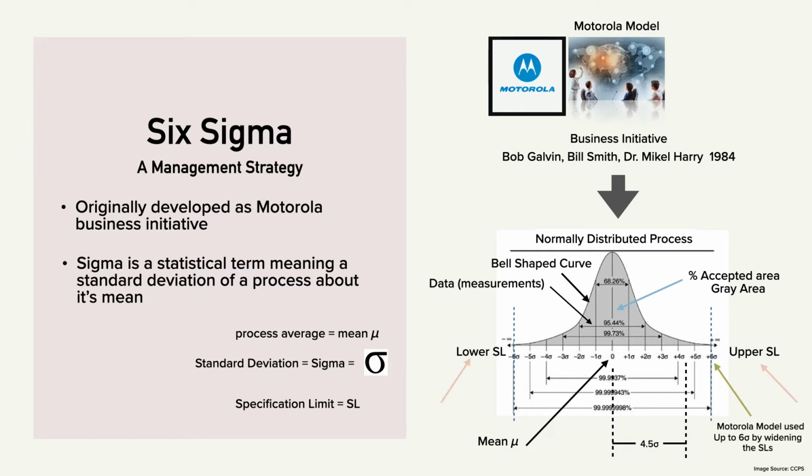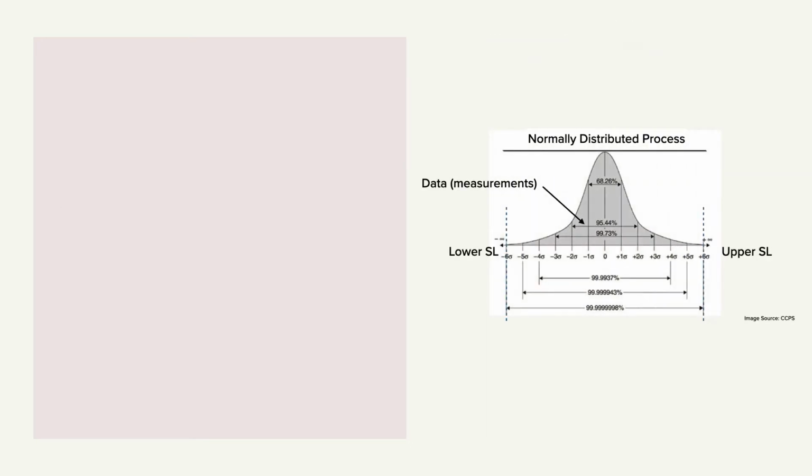In the Motorola model, instead of traditional 4.5 sigma specification limits, they went all the way to 6 sigma by widening the limits. Again, the point here is in Six Sigma, we move these limits as calculated by the product design engineers to meet customers' quality requirements. Why did they move it? Because they came to know it is needed to increase percent accepted.